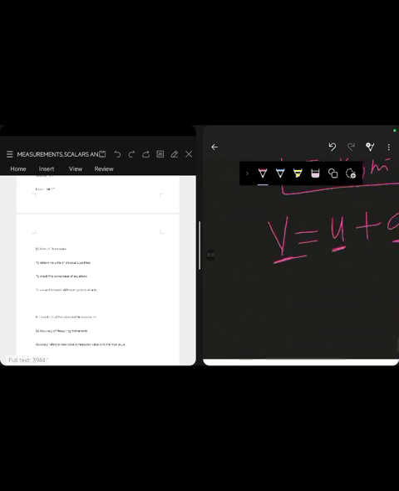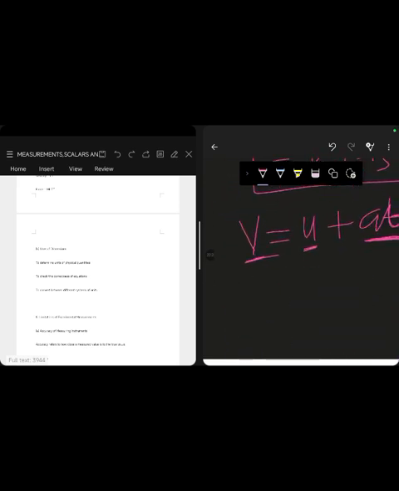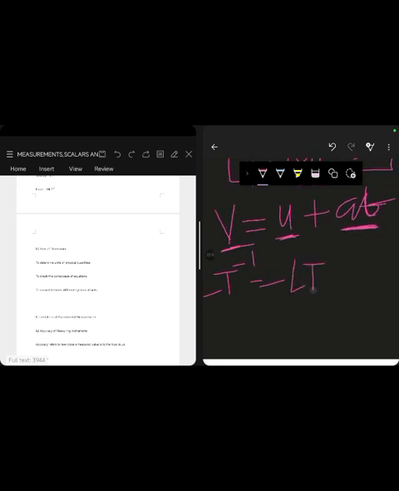So let's plug it in here. Velocity is LT raised to the power of minus 1. U is also initial velocity, so it will have the same dimension, LT raised to the power of minus 1. You can see this part and this part have the same dimension. Let's see if AT has the same dimension. If it does not, that means this formula is wrong.